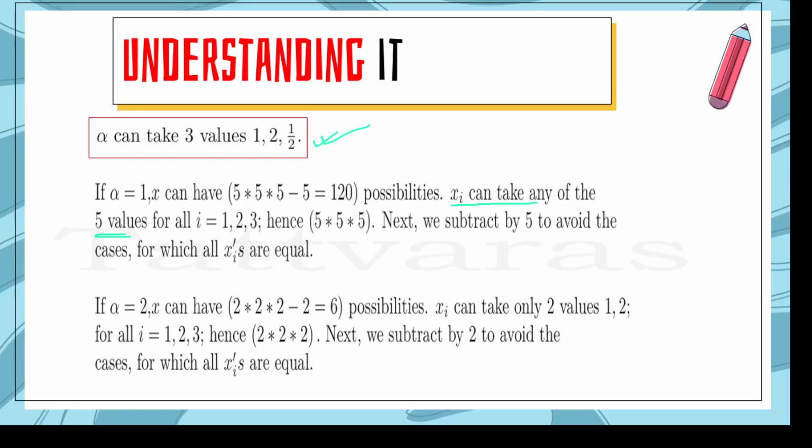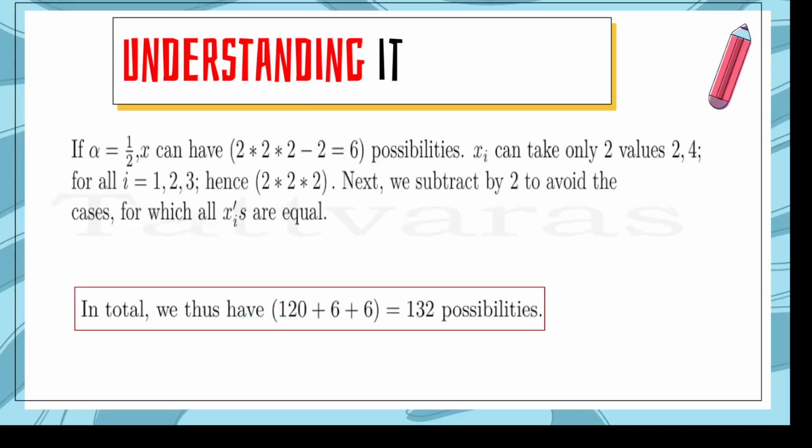But as I've already mentioned, it is given in the question that all xi's cannot be the same. So we need to subtract the 5 cases where all the xi's are equal, for example (1, 1, 1), (2, 2, 2), like this 5 cases. So 125 minus 5 equals 120. Similarly, for alpha = 2, x can have two possibilities, 1 and 2, and then you also have to subtract 2. That's why it is 2 × 2 × 2 minus 2, equal to 6 possibilities.